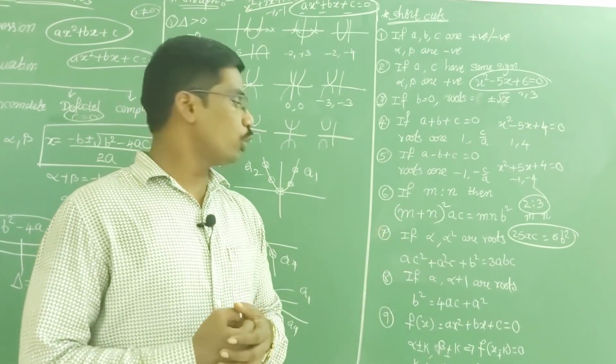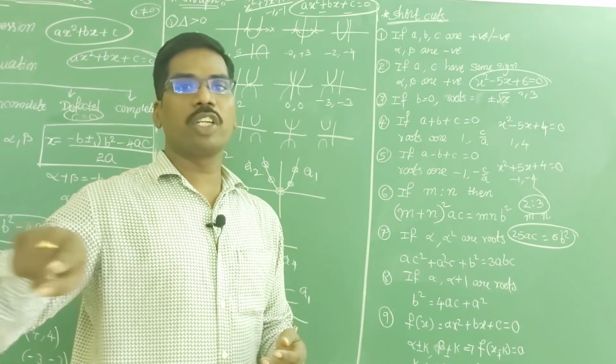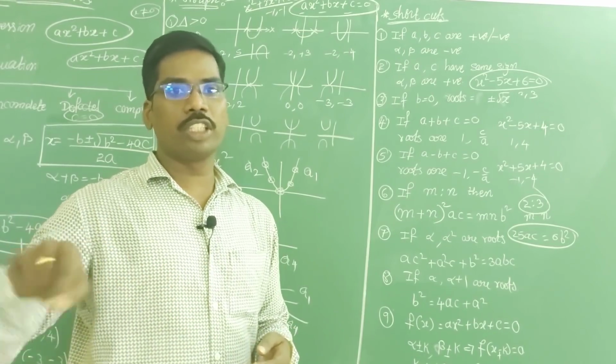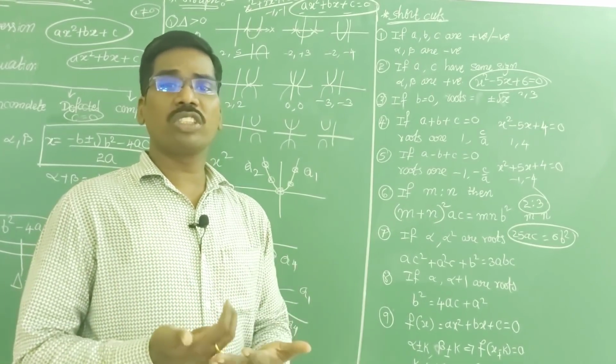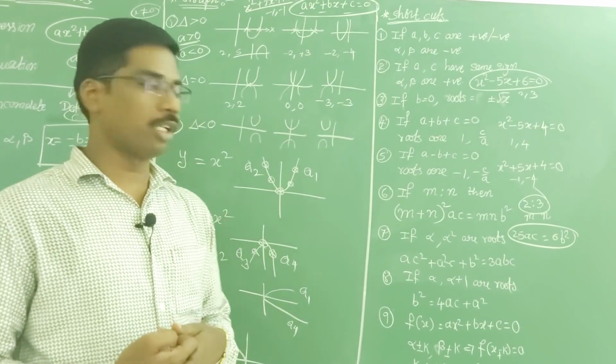This one. If you don't use this, you do alpha plus alpha square is equal to minus b by a, alpha into alpha square is equal to c by a, then alpha equals c by a. Like this, the process is very difficult, and sometimes you can't get the answer.